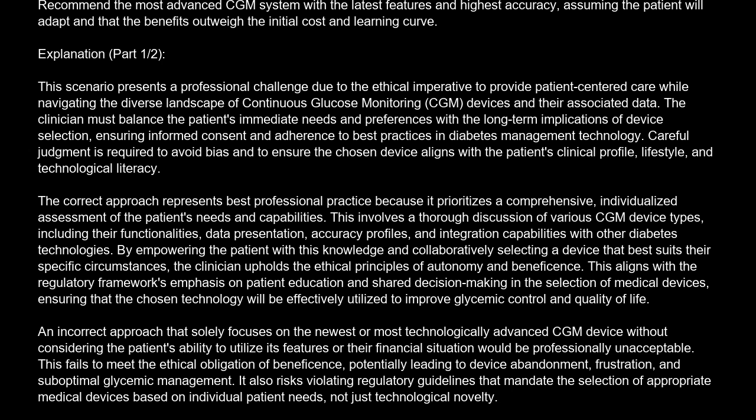An incorrect approach that solely focuses on the newest or most technologically advanced CGM device, without considering the patient's ability to utilize its features or their financial situation, would be professionally unacceptable. This fails to meet the ethical obligation of beneficence, potentially leading to device abandonment, frustration, and suboptimal glycemic management. It also risks violating regulatory guidelines that mandate the selection of appropriate medical devices based on individual patient needs, not just technological novelty.